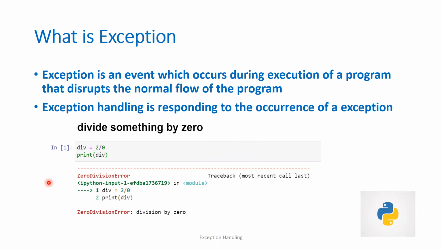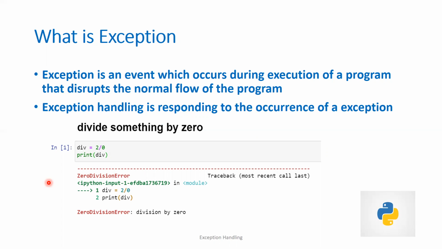An exception is an event which occurs during execution of a program that disrupts the normal flow of the program. We know that when a program executes, it executes all its statements step by step. So there is a flow. When there is a disruption or interruption between executing two statements, there is a loss of flow. So this kind of situation is called an exception.